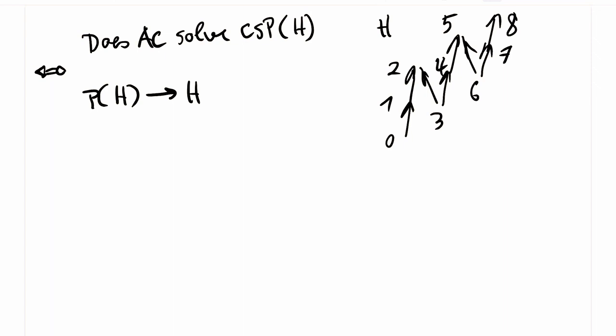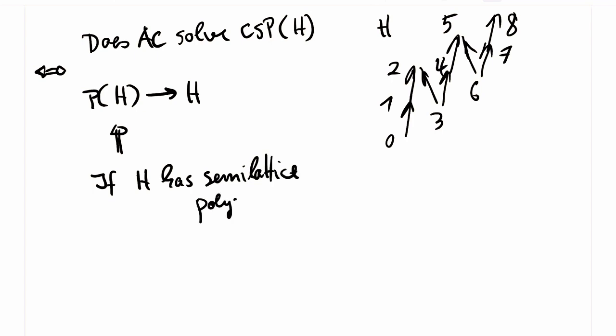But what we know is that if H has a semilattice polymorphism, then we have that the power set graph of H homomorphically maps to H. And that's something much easier to check. There are not so many binary maps on a set with 9 elements. Yeah, that one can try, and that's actually a good exercise. Find one.